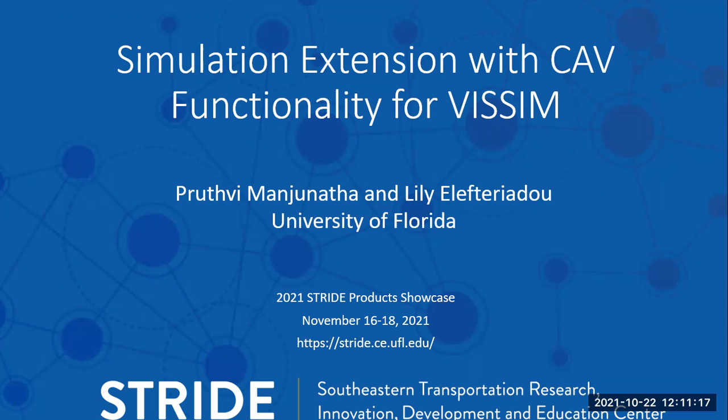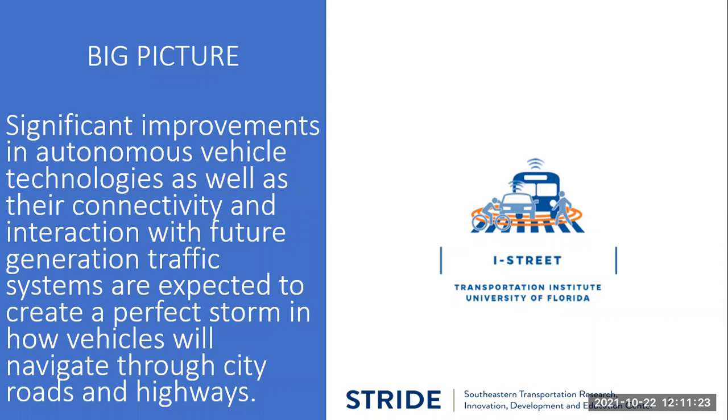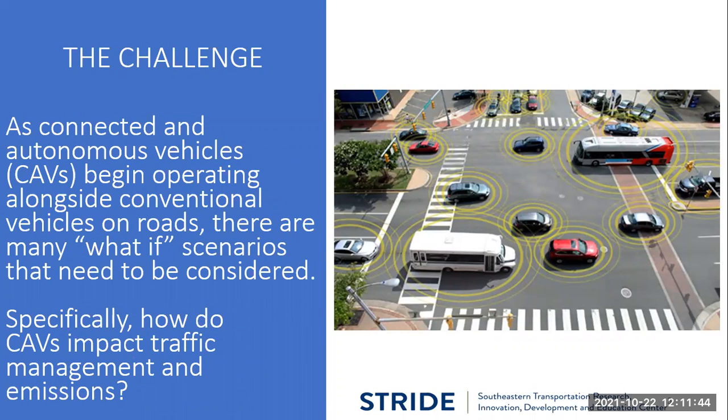So the big picture for this product is that there are significant improvements in autonomous vehicle technology as well as their connectivity and interaction with the future generation traffic system. This is expected to create a perfect storm in how vehicles navigate through cities, roads, and highways. This brings us the challenge of answering many what-if scenarios. Specifically for this product, we consider how CAVs impact traffic management and emissions.